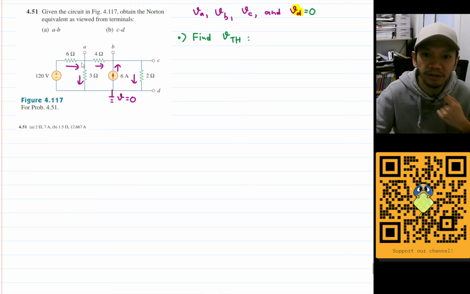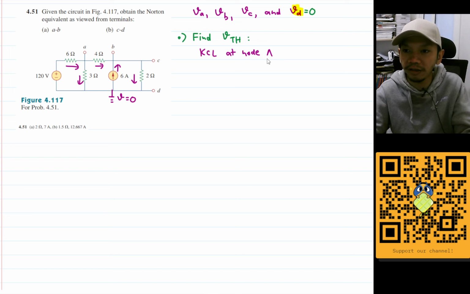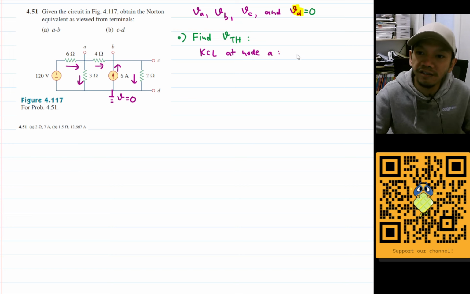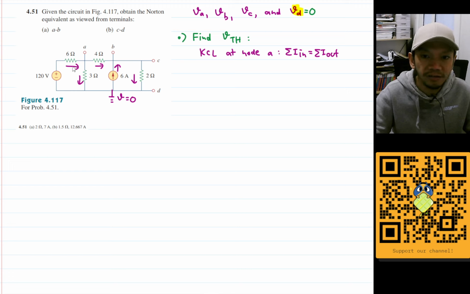Now let's find the KCL at node a. KCL says that the sum of the currents going in is equal to the sum of the currents going out. The only current that goes in is this one, which is 12 minus VA divided by the resistance between them, which is 6. The other currents are going out: this current will be VA divided by 3, and then this one is plus VA minus VB divided by 4.